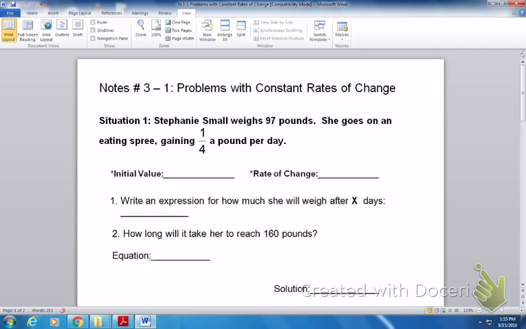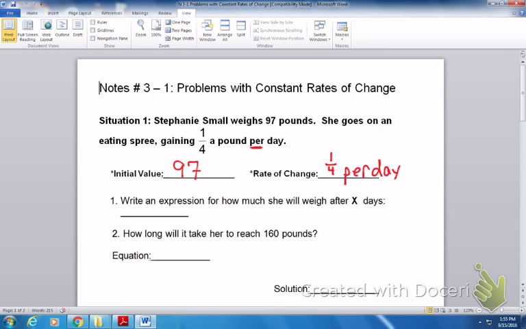Now every one of these situations is going to have an initial value or a starting value, and it's going to have a change that happens per some time. So in this first one, the initial value is what weight she starts at, which is 97 pounds. Now, there's only one other number in there. That's going to be our rate of change. Note it says 1/4 a pound per day. That means every day she's gaining 1/4 more pounds. So I'm going to write rate of change is 1/4 per day.